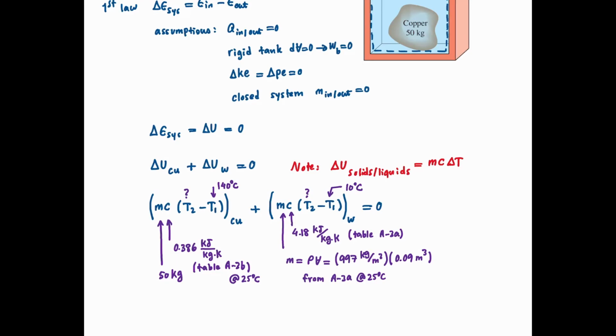So one equation, one unknown, we can solve for temperature. It's going to be 16.36 degrees C or 289.36 Kelvin.